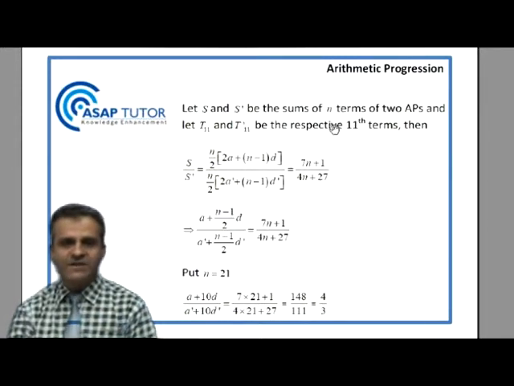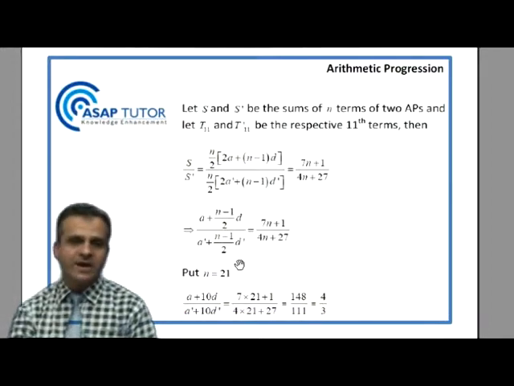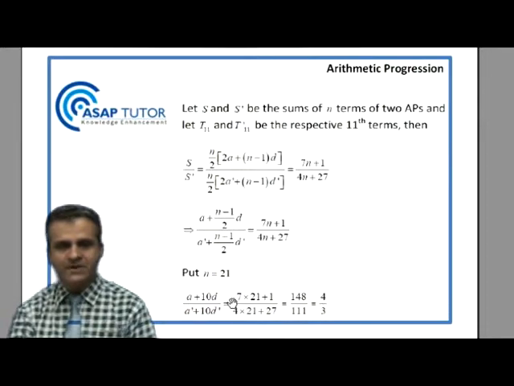Because we want the 11th term, and the 11th term is a plus (n minus 1) into d, that is 10 minus 1, so 20. So that's why here we are substituting n is equal to 21, so that we can bring the expression to the form a plus 20d form. So if we substitute n is equal to 21, solving it we get a plus 10d, and a dash plus 10d dash is equal to 21, substituting over here n and here also, so it is equal to 4 by 3.